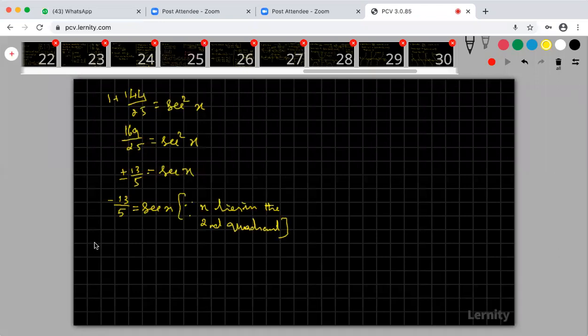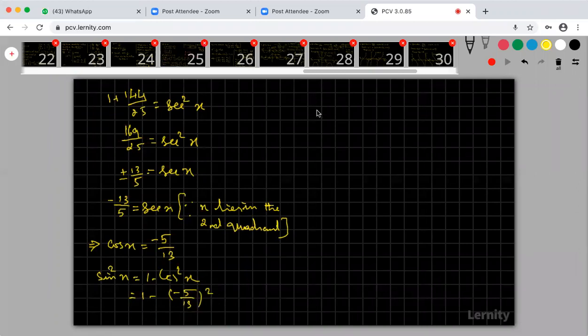Okay, if secant x is minus 13 by 5 implies, what about your cos x? Cos x is the reciprocal of this function, minus 5 by 13. Okay, right. Come to that sin x. What about your sin x? Your sin square x can be written as 1 minus cos square x. That formula, cos square plus sin square is 1. So therefore 1 minus minus 5 by 13, the whole square.